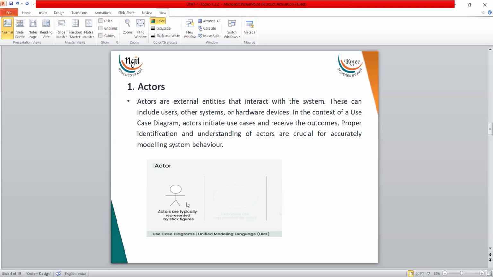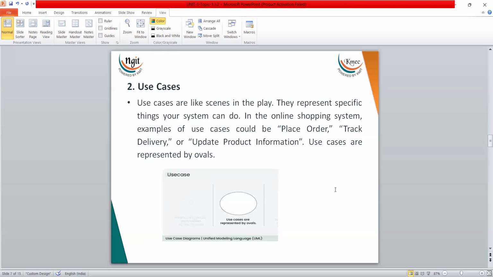Generally, there are two types of actors: high priority actors and low priority actors. Let us see the next notation, which is the use case. These use cases are like scenes in a play. This represents specific things your system can do. In an online shopping system, examples of use cases could be place order, track delivery, or update product information. Use cases are represented by an oval shape.